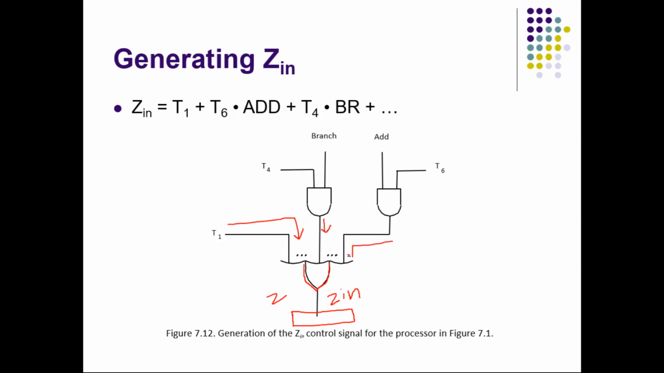Okay. So whenever T1 is executed, that is whenever you are in time 1, in the first time slot, Zin will always be enabled. Okay, why are we doing it like this?